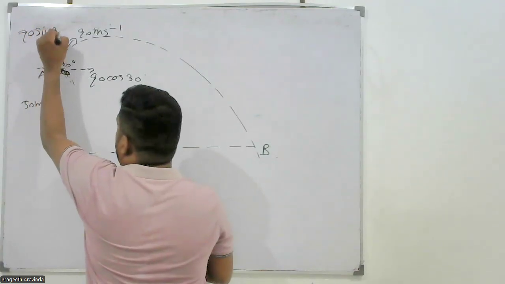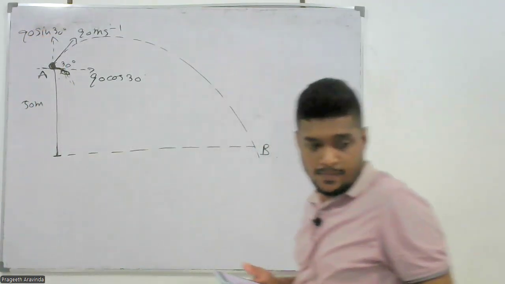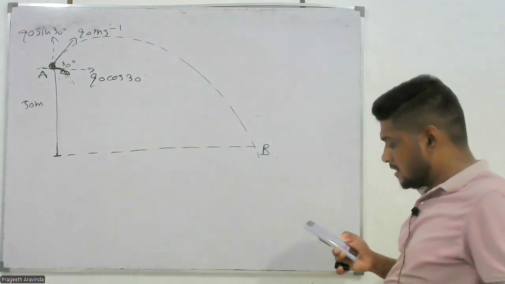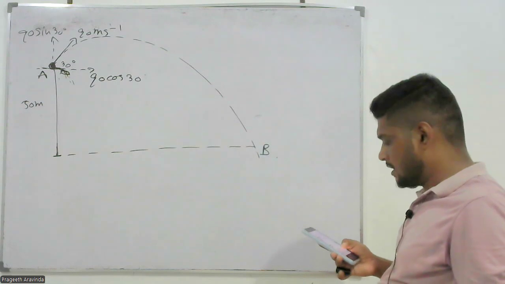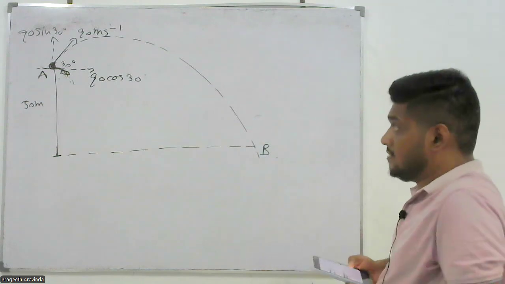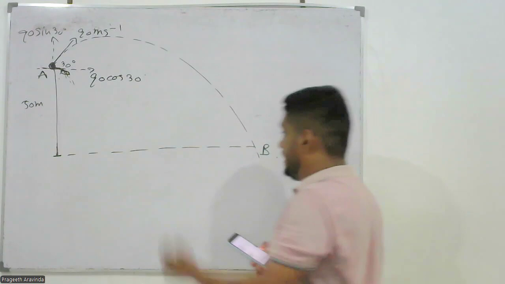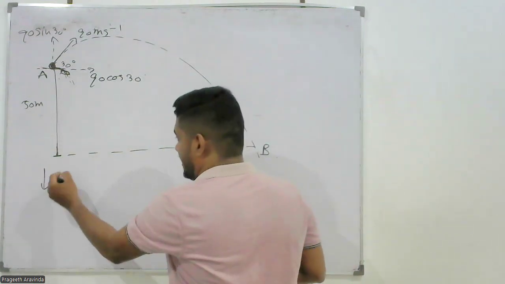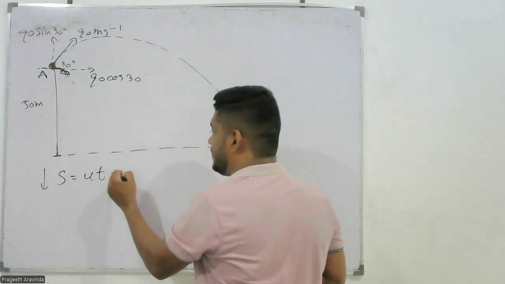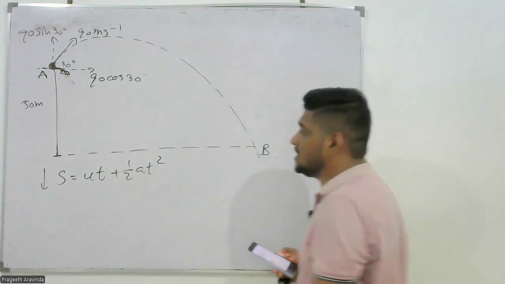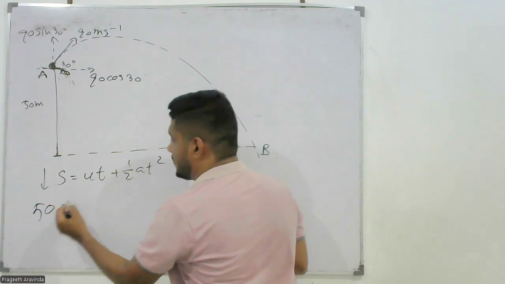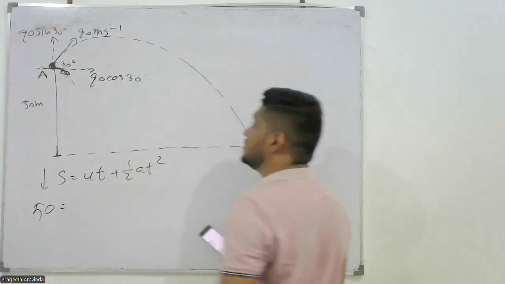sin 30, right? Okay. Then some equations. Consider the vertical. Now we are going to consider the vertical motion, A to B. S equals ut plus half a t squared. S, how much is 50? U, how much is U now?